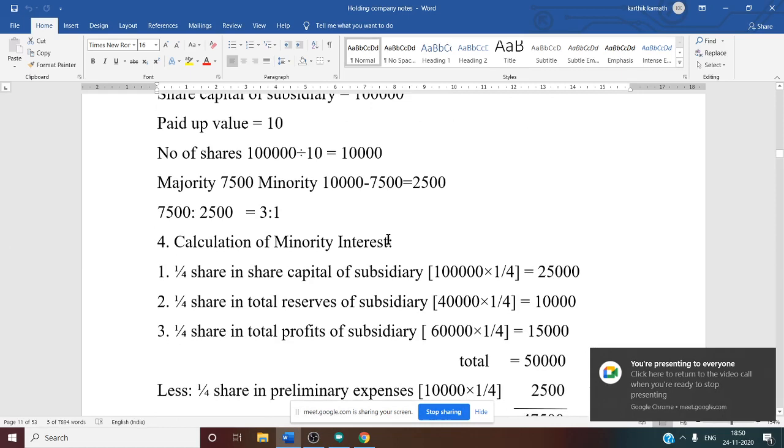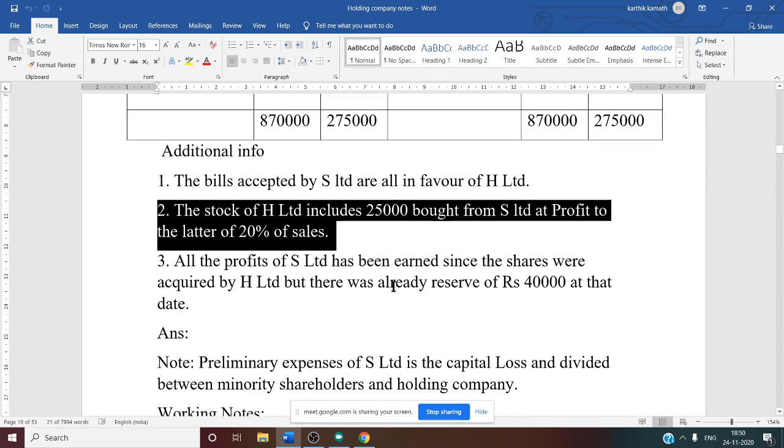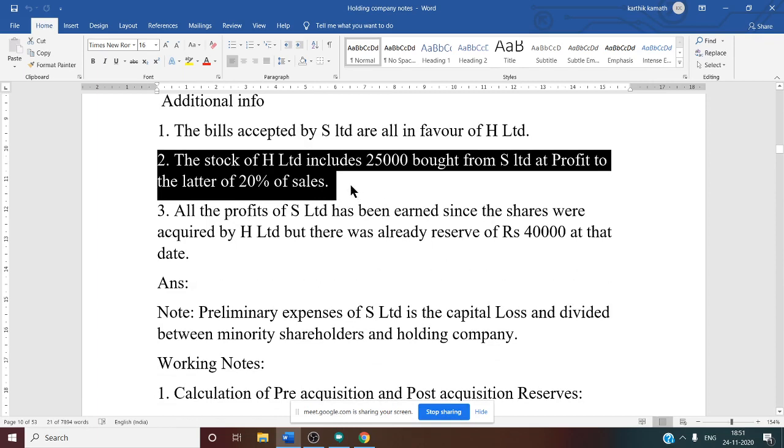There is one statement given. See this: the stock of H Limited includes 25,000 bought from S Limited at a profit to the latter, that is, at a profit to the subsidiary of 20% on sale. So here what they are saying is that the holding company has this 25,000 as unsold stock at the year end, and the transaction has already happened. That means the holding company already bought the goods from the subsidiary company, and payment is already made.